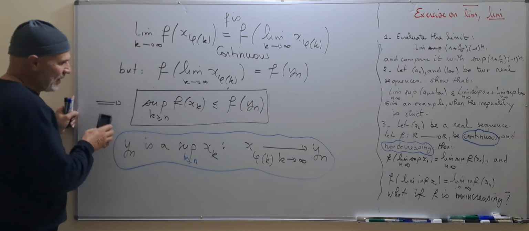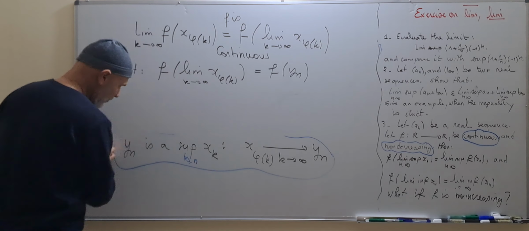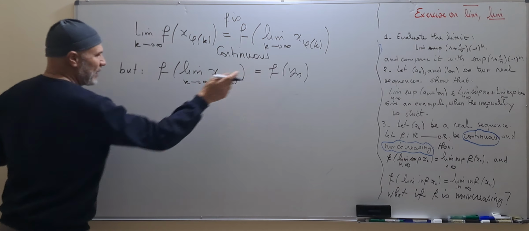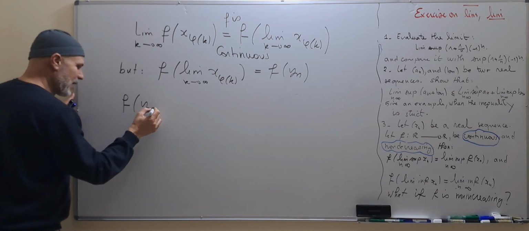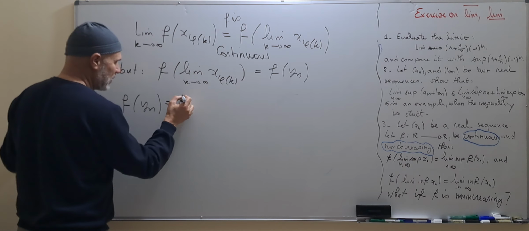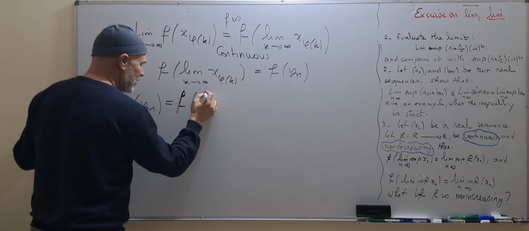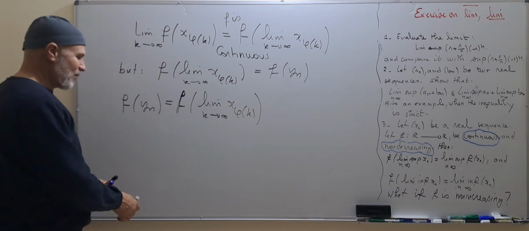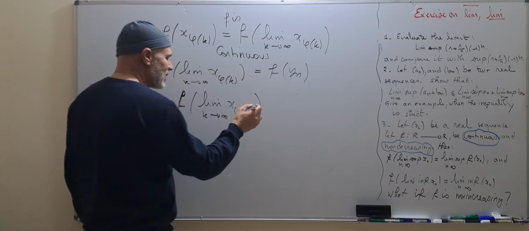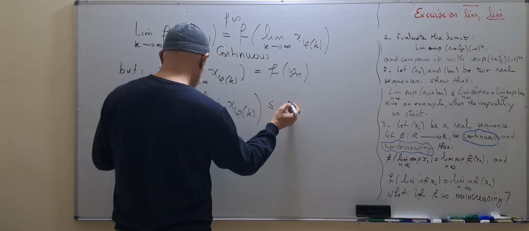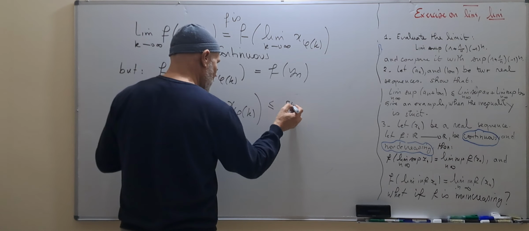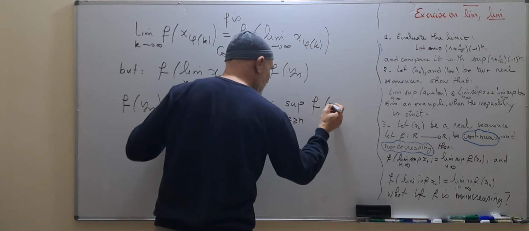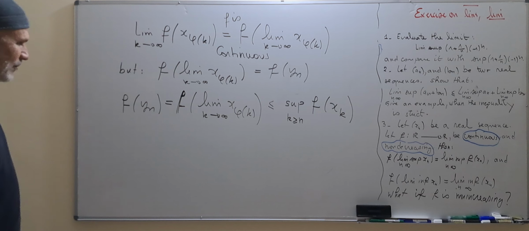Yes, remember this inequality. I will start from here. F of un, which is equal to f of the limit of x phi of k as k goes to plus infinity, is less than or equal to the supremum, when k is greater than or equal to n, of f of x index k.